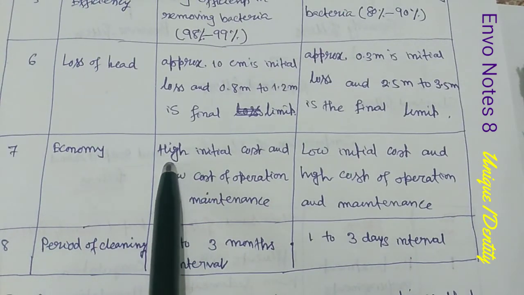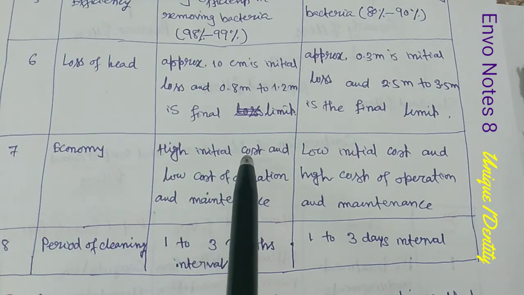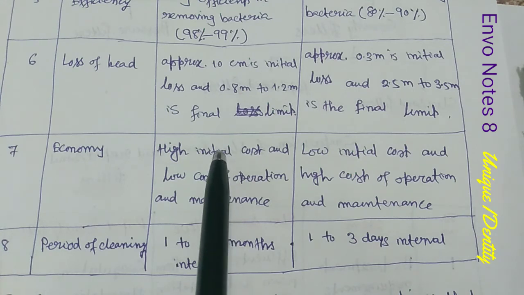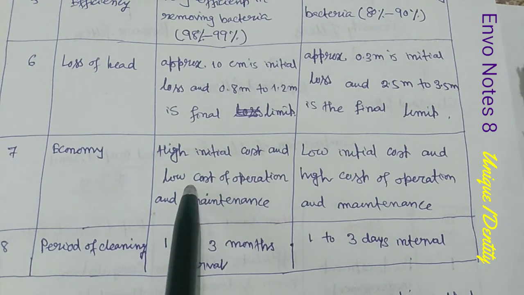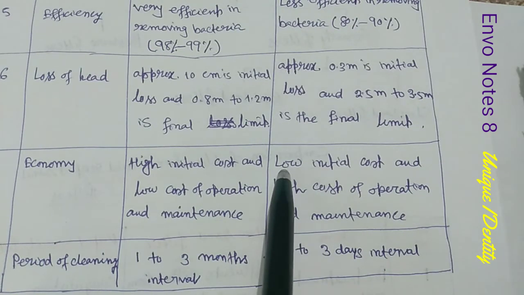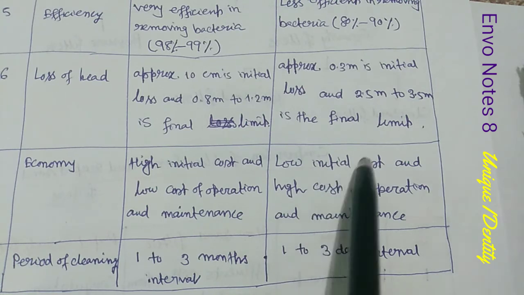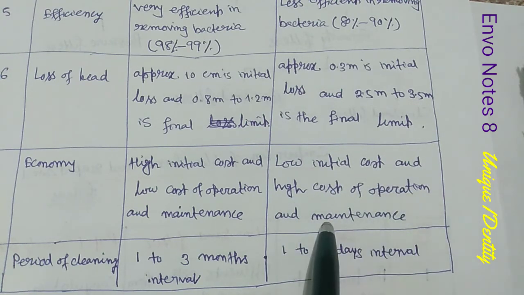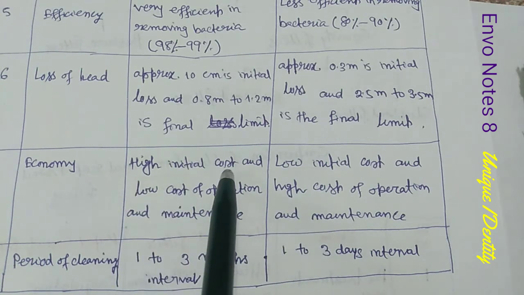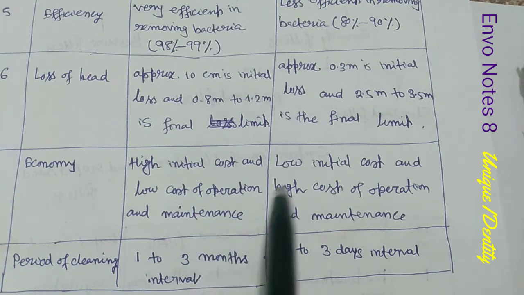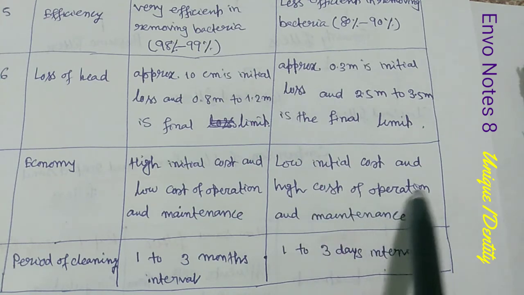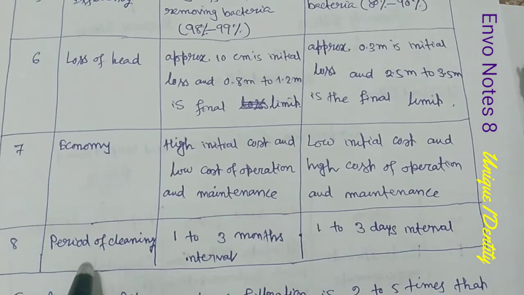Economy. For slow sand filter, this is high initial cost for land and for starting, and low cost of operation and maintenance. But in case of rapid sand filter, low initial cost but high cost of operation and maintenance. I repeat, for slow sand filter, this is high initial cost but low cost of operation and maintenance. But for rapid gravity filter, it is low initial cost and high cost of operation and maintenance.